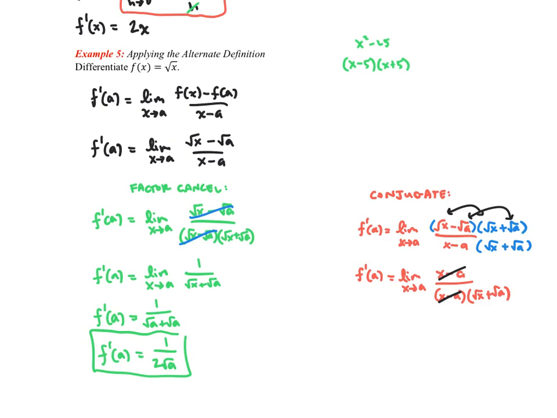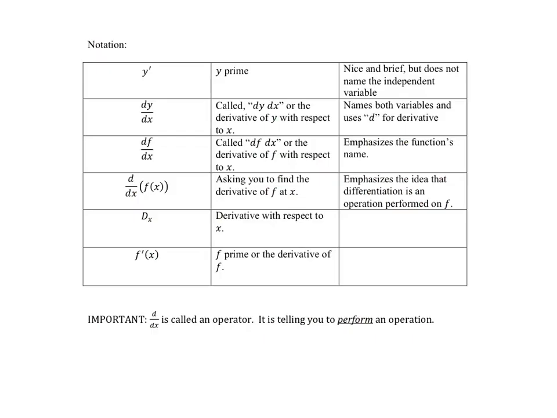And I am left with f prime at a equal to the limit as x approaches a of 1 over square root of x plus square root of a. Now I'm not going to go through and write the rest of it, but you can see that if I evaluate that limit, I get the exact same slope function. Okay, let's continue on with the last slide for this video.